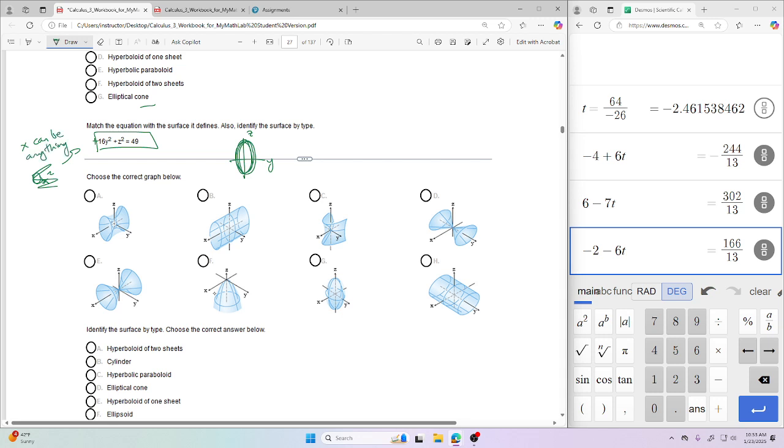Plug in x equals 0, what happens? Plug in x equals 5. Plug in x equals 100. I like that. See, there's an ellipse. It's a 2D ellipse, and it goes on forever, essentially. See how we got y and z here in our 2D version? So y and z, and x is coming in and out of the page. It could be anything.